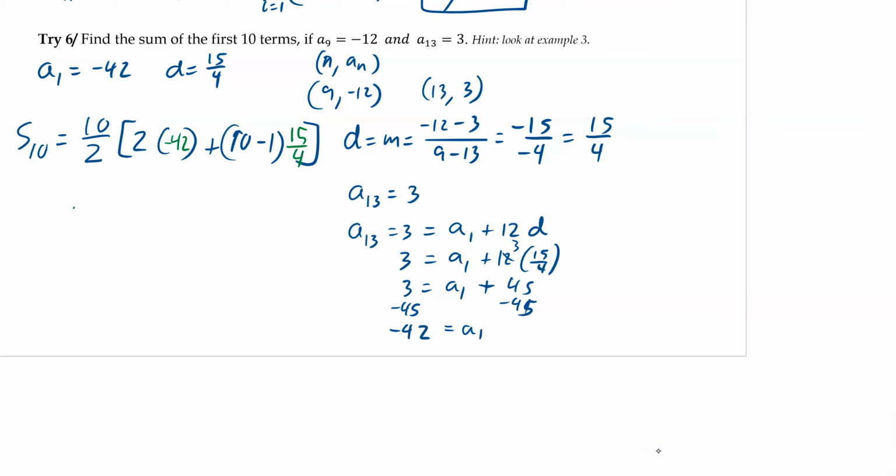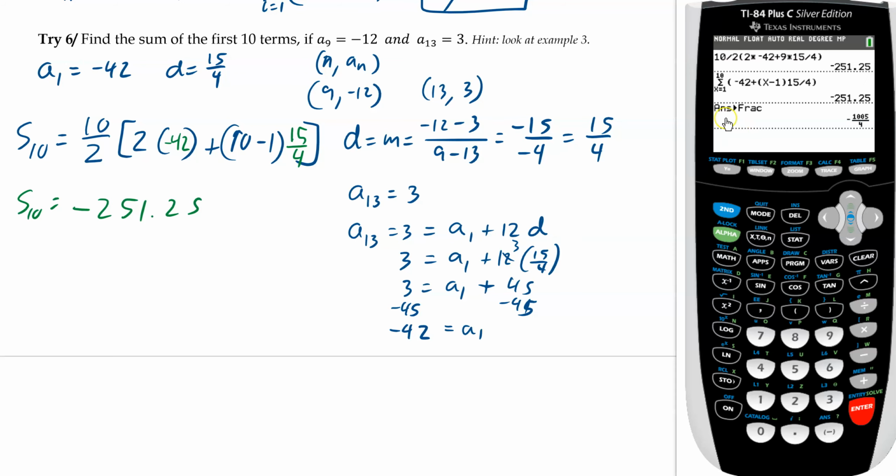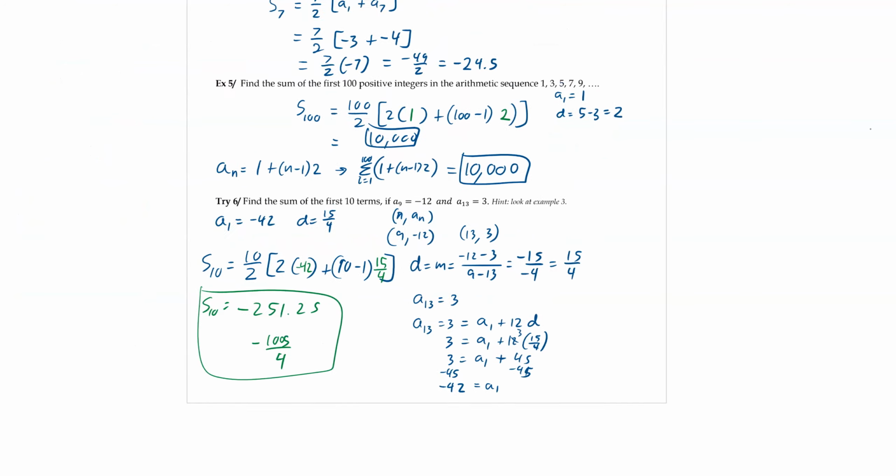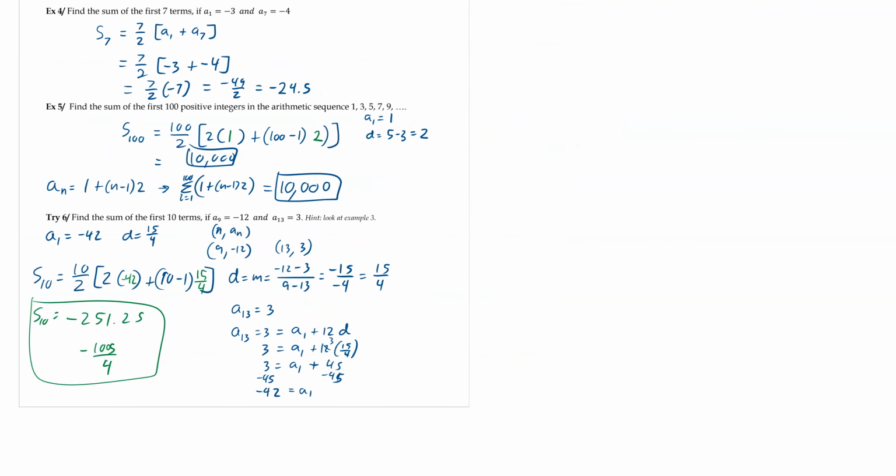Should have written that down. Negative 251.25. Now what if it says it wants it in fraction form? Then you do answer fraction, and we get negative 1005 over 4. And there you have it. So those are the 3 different types you're going to run into for finding sums, where they give you a starting and ending point, or an actual sequence, or 2 random points, and that's how you do it.